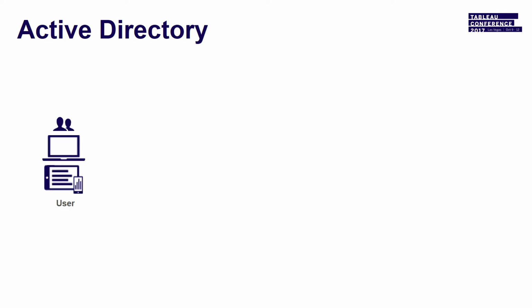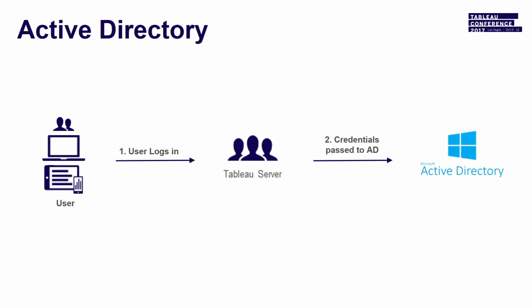So let's first have a look at how Active Directory actually works. Our users do not exist from the start in Tableau Server. We sync them from Active Directory to Tableau Server. The usernames will be stored in Tableau Server, however, the passwords are only stored in Active Directory. So what happens when the user logs in to Tableau Server is it takes the username and passes it to Active Directory. Active Directory tells us whether the user has access or doesn't have access to this resource.